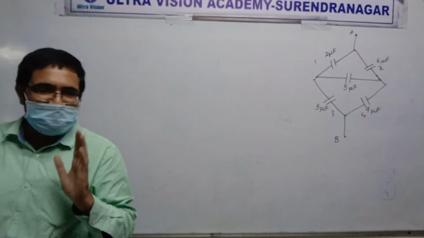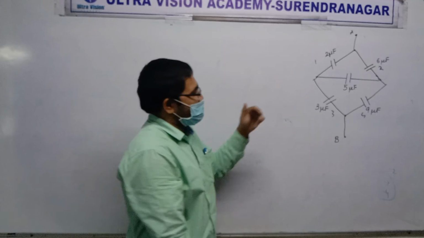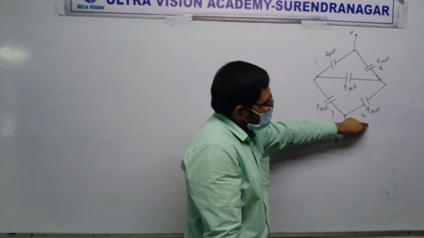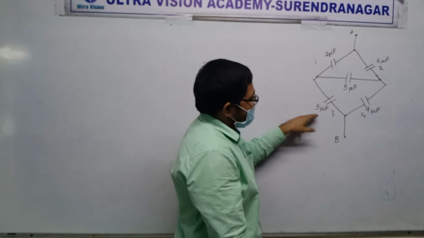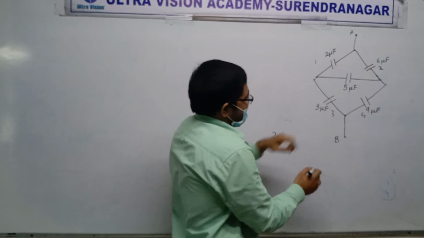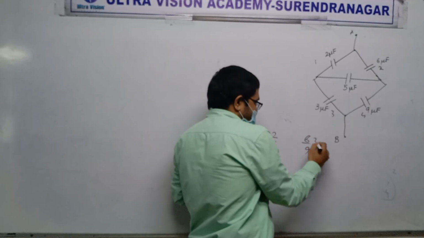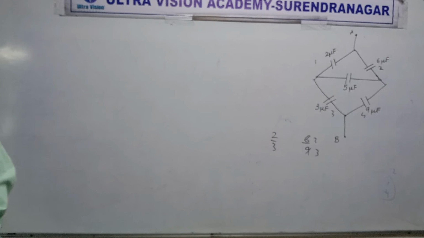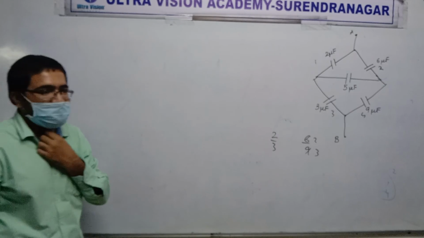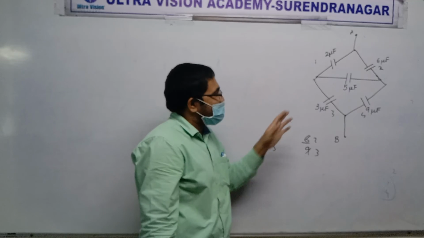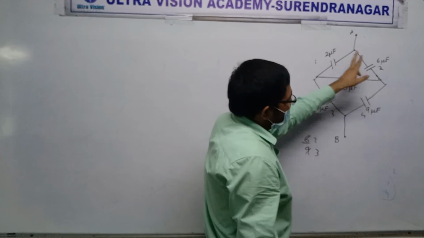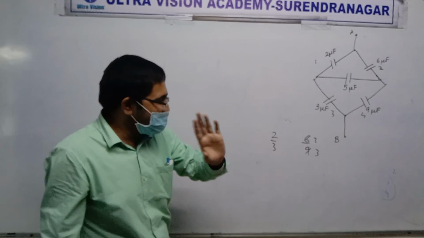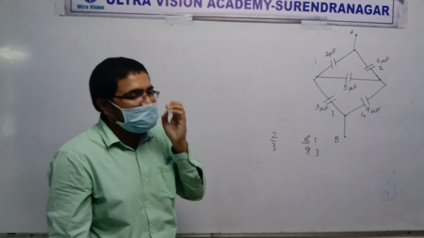Is it balanced or not? How do we know? We have to take the ratio. So 2/3 on this side, and on that side 6/9. Same or not same? That means it is balanced. You can also take 2/6 and 3/9, which gives the same result. So they are balanced. Now if it's balanced, then what to do?